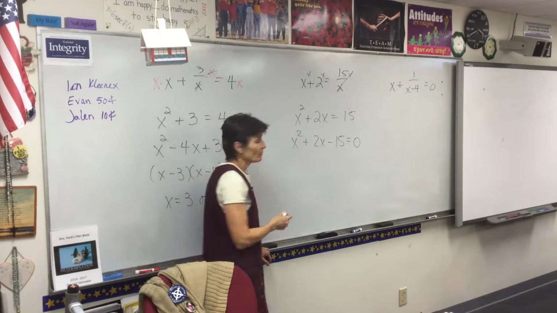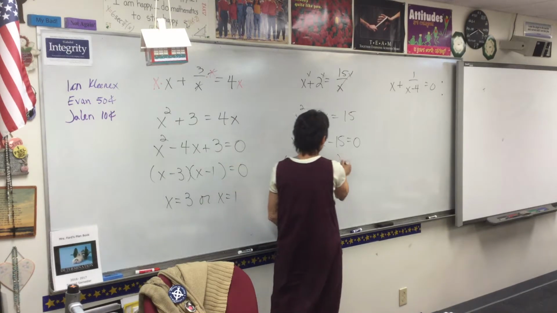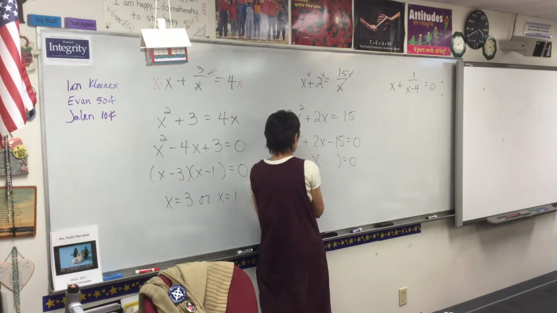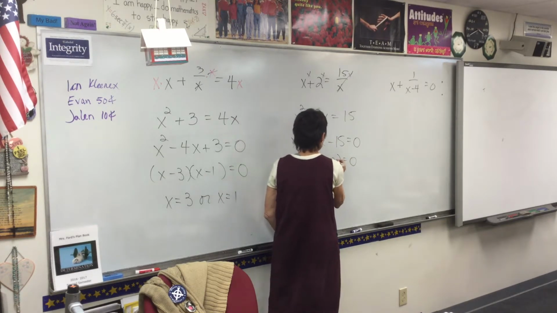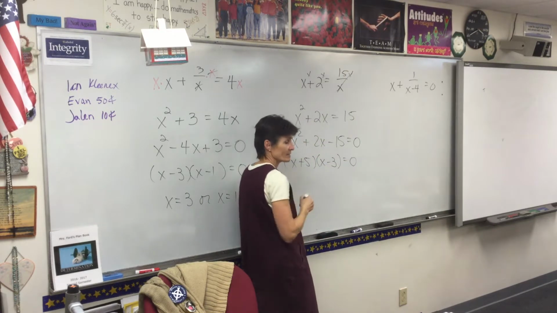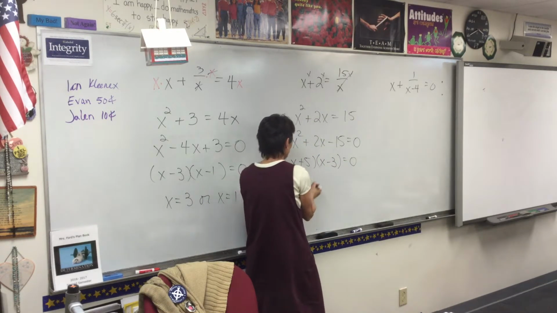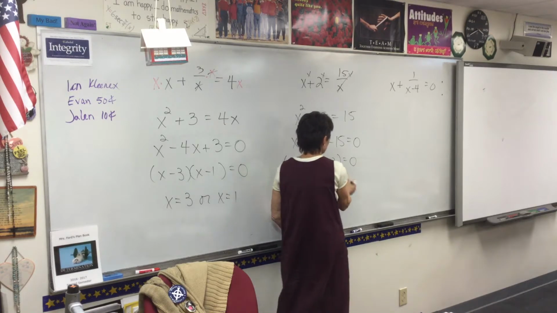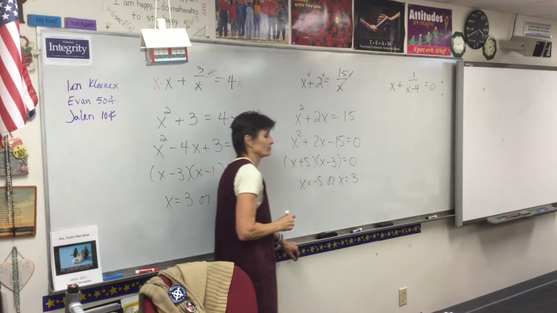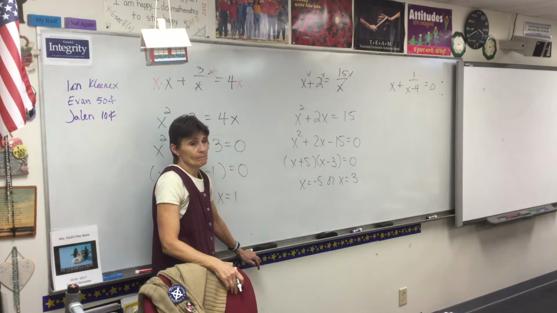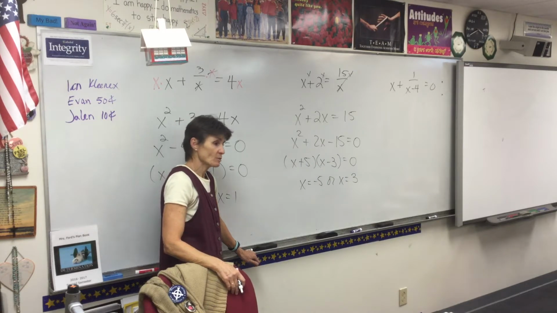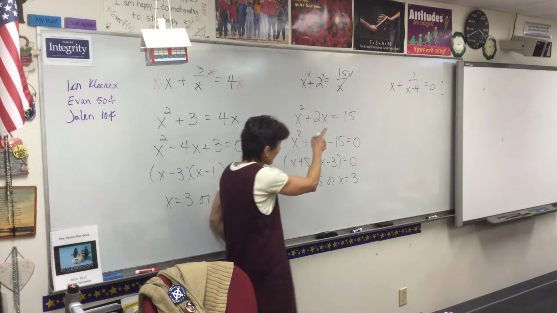All right, back to where we were. We're going to factor. How does this one factor? x minus 3, x plus 5. Plus 5, minus 3. Either order. Obviously, it doesn't matter what order you write those. So x equals negative 5 or x equals 3. Okay, we could do these with our eyes shut. What about that one?